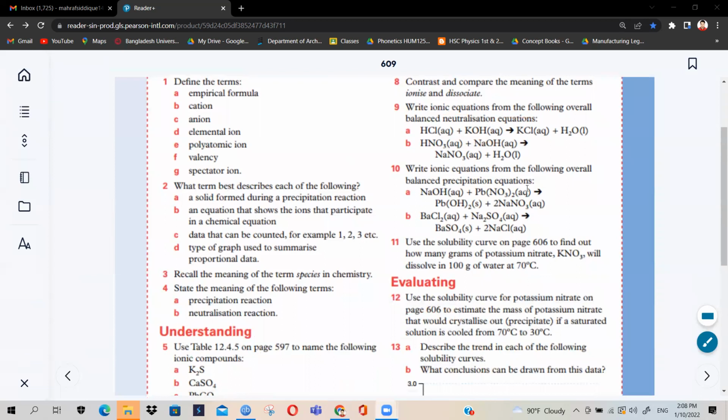Right, ionic equations from the following or balance precipitation equations. I don't know what is the difference between 9 and 10 because it is exactly the same thing. There is no difference at all. So maybe the difference could be that in a precipitation reaction, you are just writing for the solid compounds, like lead hydroxide or maybe barium sulfate, like that.